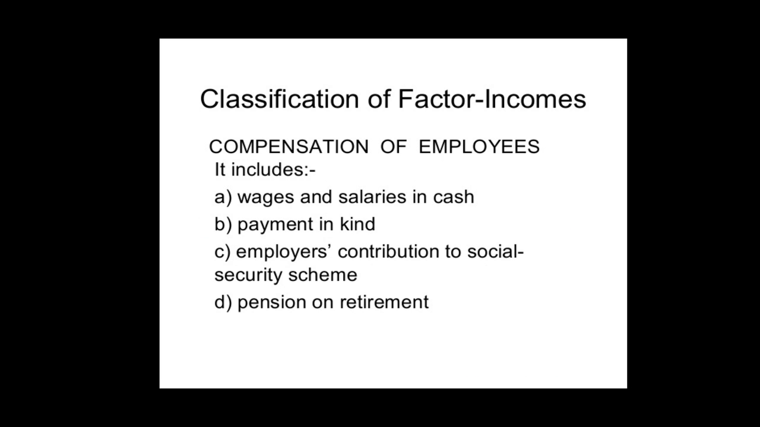The first category of factor income is compensation of employees. Compensation of employees is the reward or compensation paid to employees for rendering their productive services. It includes wages and salaries in cash, payment in kind, employees' contribution to social security schemes, and pension on retirement.